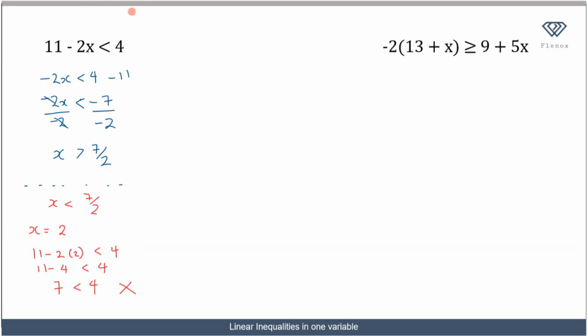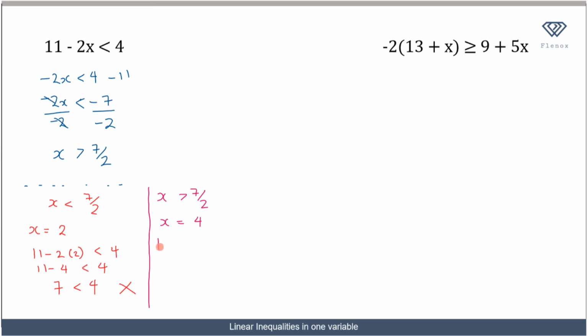So as we have reversed it here, let's take a look at an example. Now let's assume that we reverse the sign. What would we be left with? We have the result: x greater than 7 over 2. So let's pick an arbitrary number that is greater than 7 over 2. Let's assume that x is equal to 4, and we substitute it here.